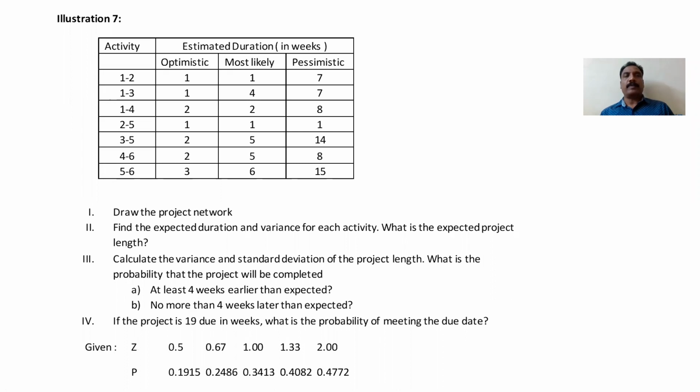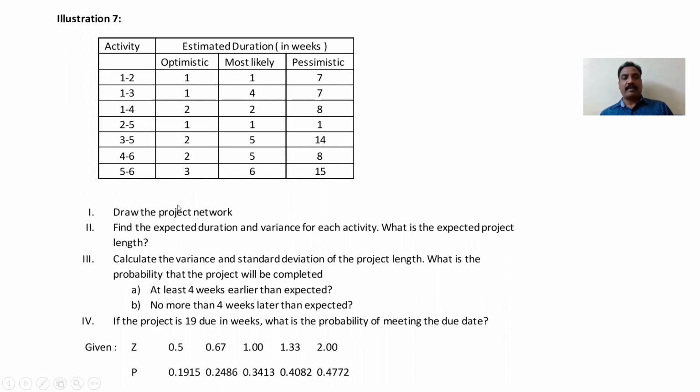Now, we take up one PERT problem. So one illustration I've taken here based on PERT. Here we are given activities 1 to 2, 1 to 3, 1 to 4, and 2 to 5, 3 to 5, 4 to 6, 5 to 6, and three different times are given here. So see the difference. Earlier we had given only one time. Here three different times are given: estimated durations, optimistic, most likely, and pessimistic.